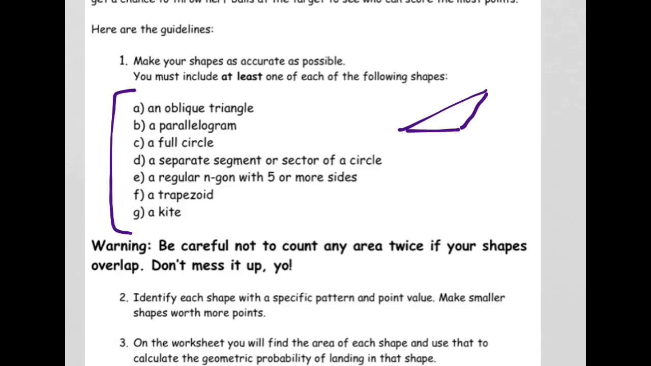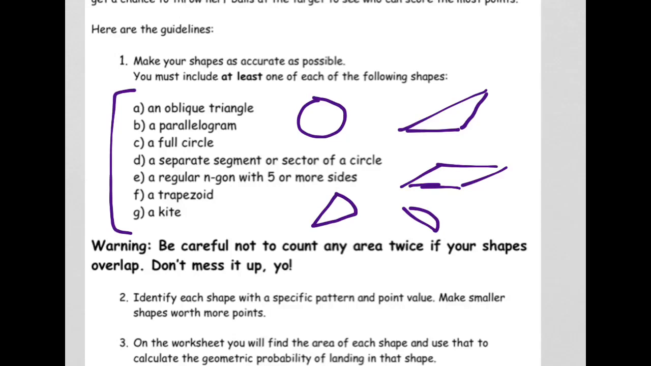You need to have some sort of parallelogram. It could be a square, a rectangle, a rhombus, or just any regular parallelogram. Totally up to you. You need to have at least one full circle. And then in addition to the circle, you need to have some sort of a partial sector or maybe even a segment if you want to, your decision. And then a regular polygon with at least 5 sides, so we're looking for a pentagon or more. Now, you're not going to be able to perfectly draw a regular polygon, most likely, but just do your best, make it as accurate as you can, and then just calculate based off of the actual numbers.